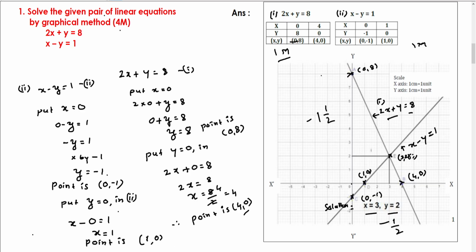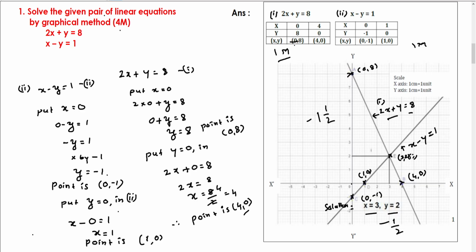Now, you will be provided with a graph sheet like this. You have to draw horizontal line, call it as x, x dash, observe carefully, and y, y dash. And then you write the scale on the right corner on the top, along x axis 1 centimeter is equal to 1 unit, y axis 1 centimeter is equal to 1 unit. Now, you have to plot the points. Very important. Many students are weak in plotting the points.